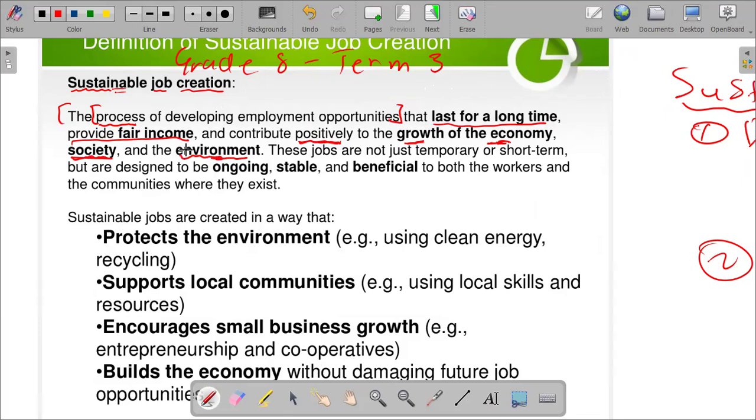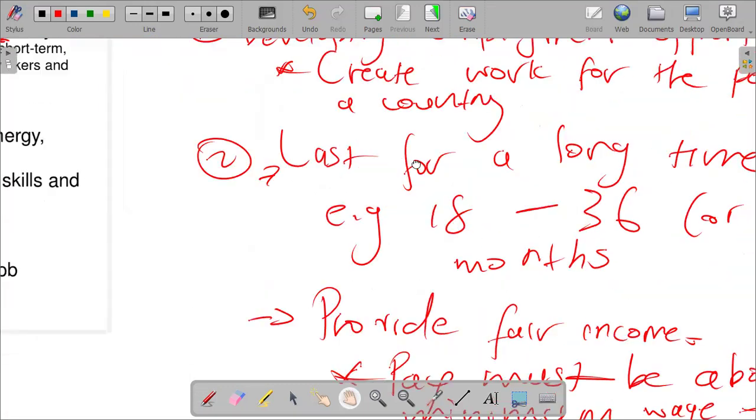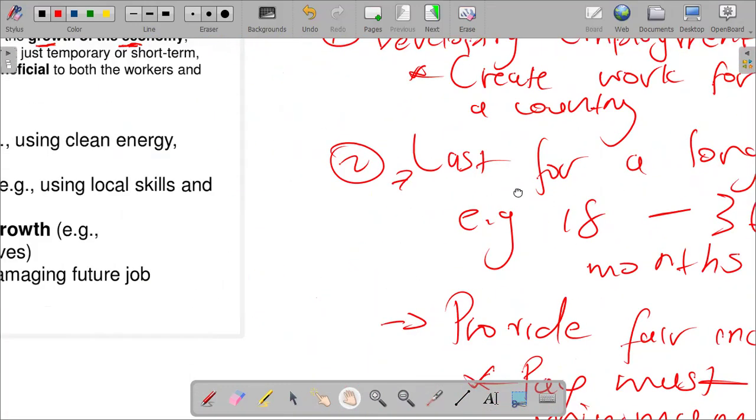So people must be willing to buy these products, and they must be of good, positive well-being to the people. That's the first part of what sustainable job creation is. So as we move on, it says that these jobs are not just temporary or short term. Remember our time limit. They must last for a long time, from 18 to 36 months.